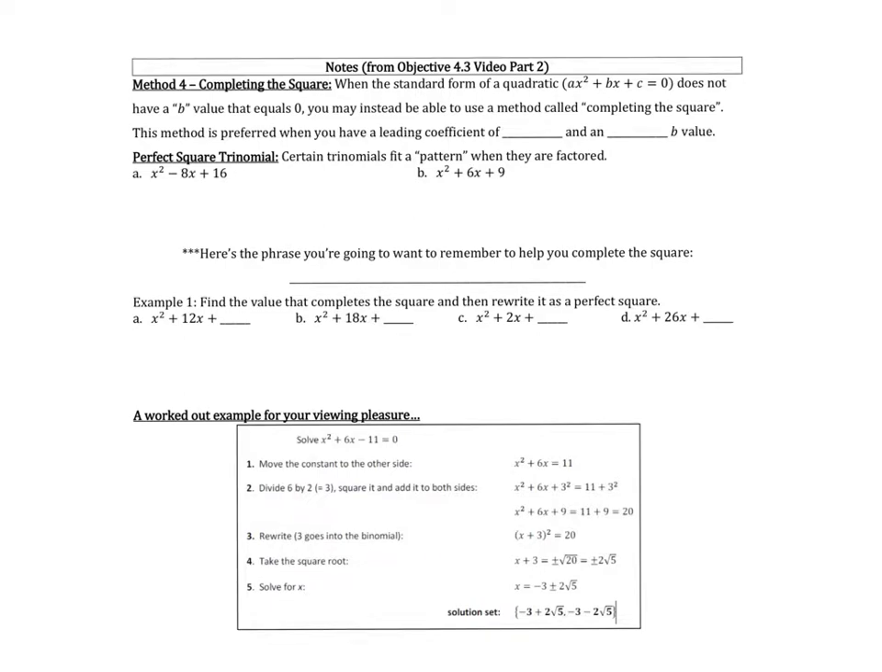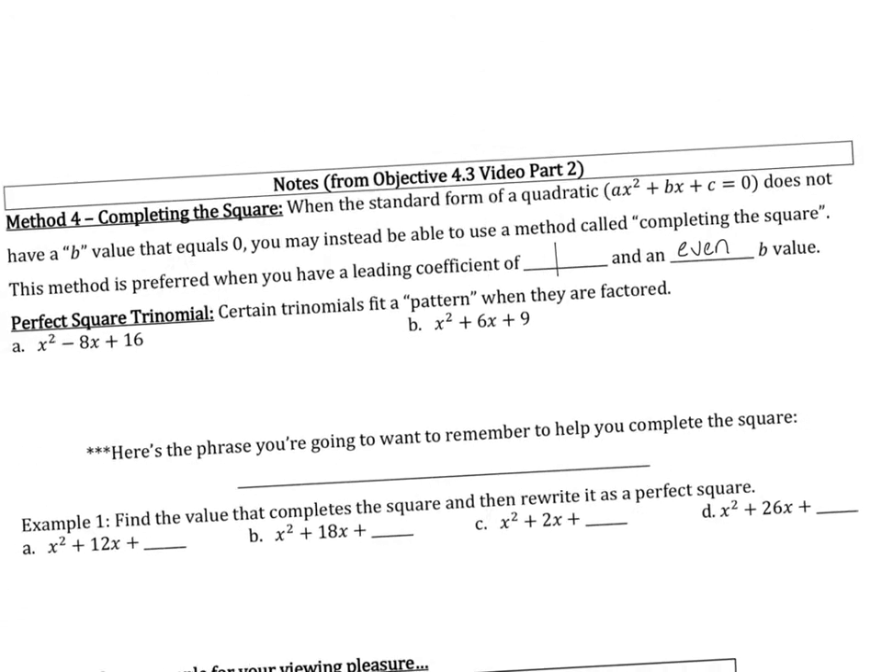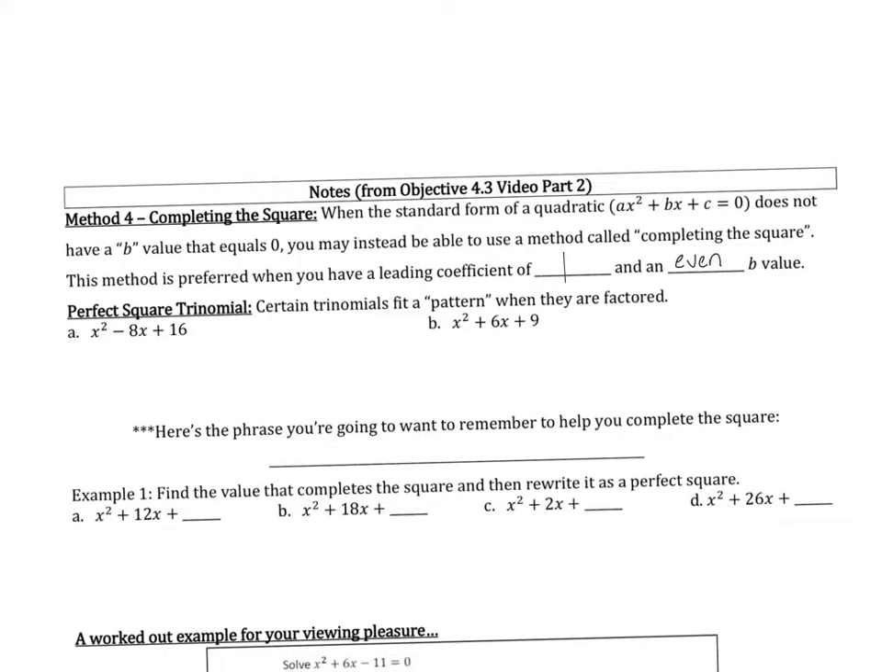This video is over completing the square, and it's from Objective 4.3 video part 2. Completing the square is a method you may be able to use when the standard form of a quadratic has a b value that does not equal 0. It works really well when you have a leading coefficient of 1 and an even b value. If you don't have those two things, it is a little bit tougher, so we're only going to do examples with those two criteria.